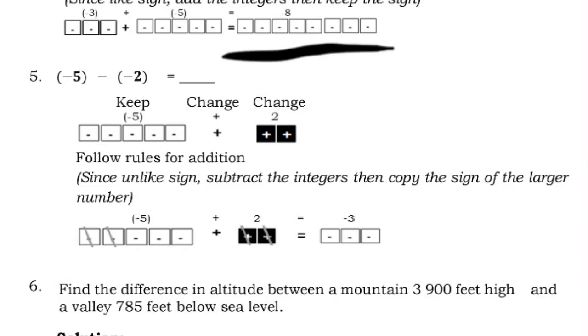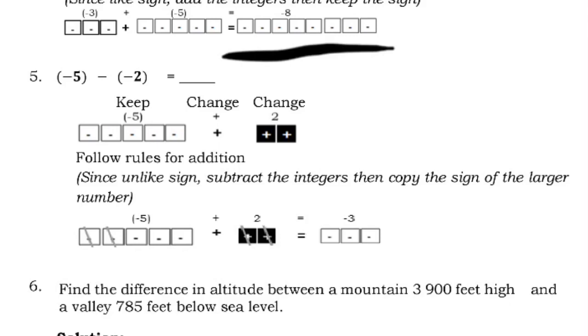Then number 5, negative 5 minus negative 2. So keep negative 5, so 5 negative tiles. Change the minus sign to plus. Then negative 2, change that one to 2 positive tiles. So negative 5 plus 2.